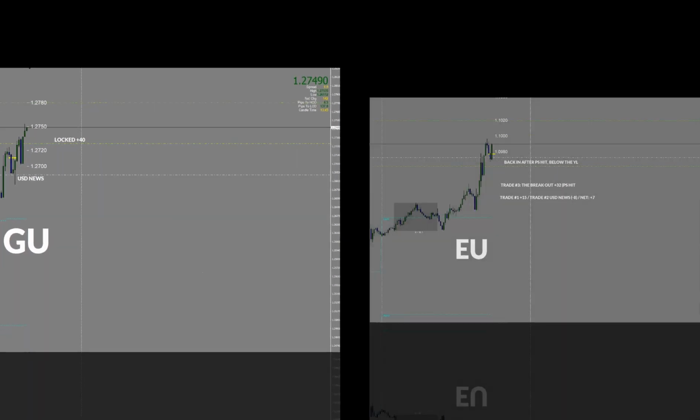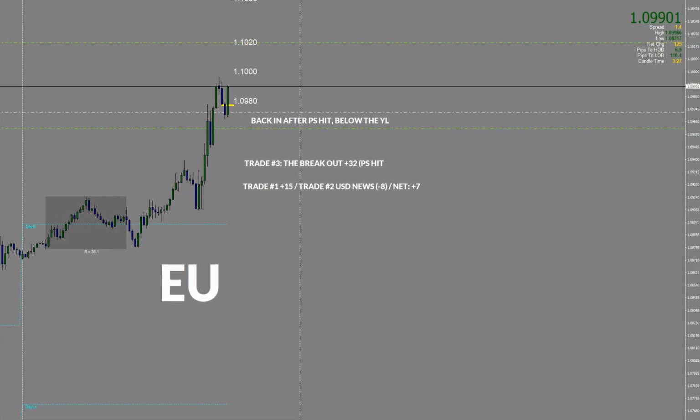Hey there, everyone. Kim again with another update on the euro and the pound. These pairs have been moving just exquisitely this morning. And if you remember from the last video, I had a third trade that I got in on a breakout, range breakout right here. And I ended up getting out with plus 32.